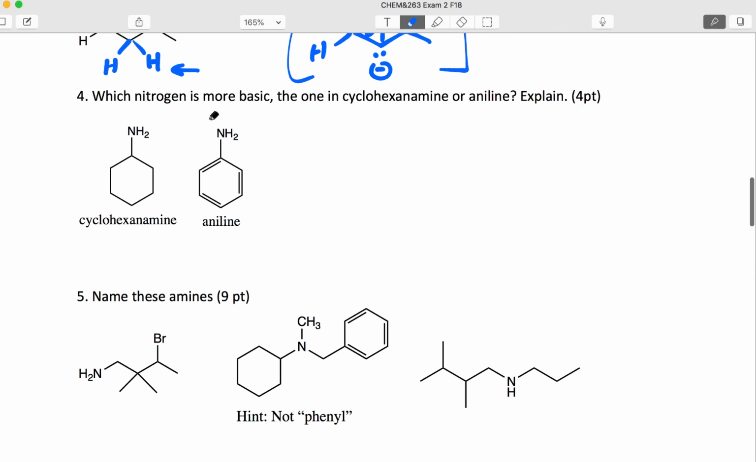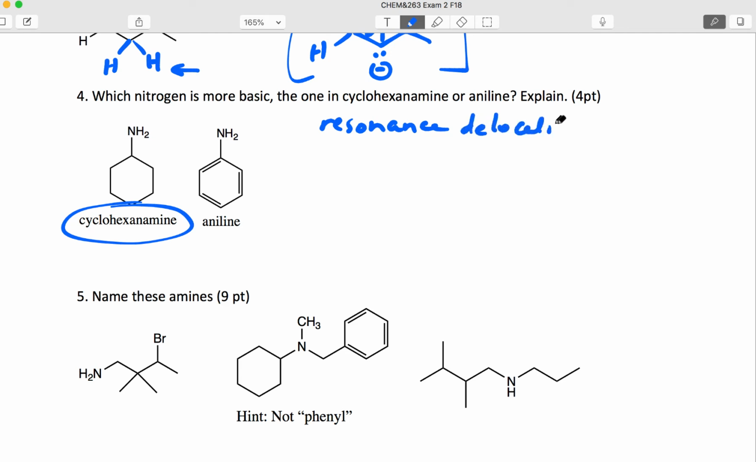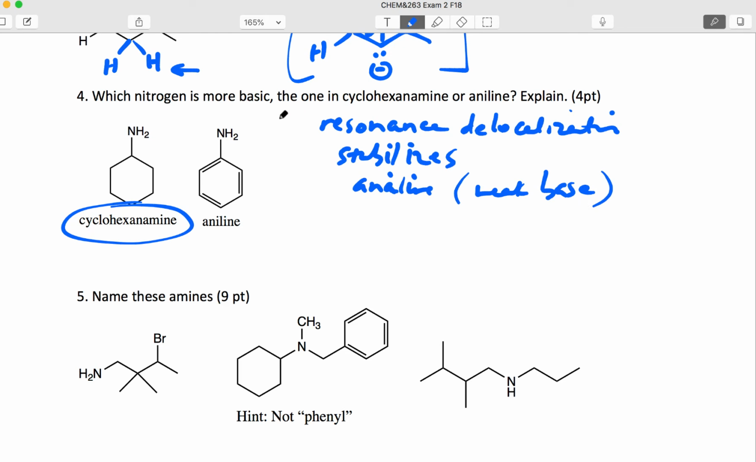With this one as well, I think most of you knew resonance delocalization was the reason behind why cyclohexanamine was the most basic, but there were a couple of issues with that. First, some people just said resonance delocalization, and then they circled this one. First of all, that leads to the wrong answer. Resonance delocalization stabilizes the aniline, which makes it a weak base. Another problem I saw is a lot of students were saying, oh, because of aromaticity, that makes this a weaker base. That's not quite true.